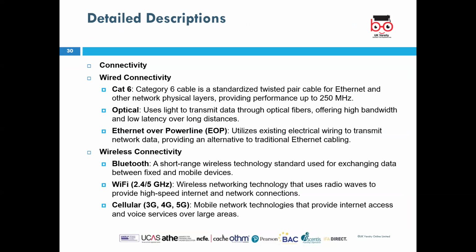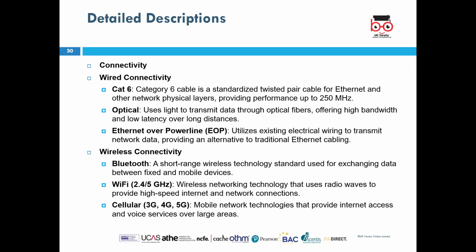So we know that nowadays everything is moving to the cloud, everything is wireless. But back until the early 2000s, we didn't have much of this wireless connectivity. So everything was wired. And back in the days, we used to have different types of cables and types of connectivity. So for instance, we have Category 6, which is the standardized twisted pair cable for our Ethernet connectivity. After that, we have optical. So this will now include fiber optic and so on. Then we have Ethernet over power line, EOP, which utilizes existing electrical wiring to transmit network data.